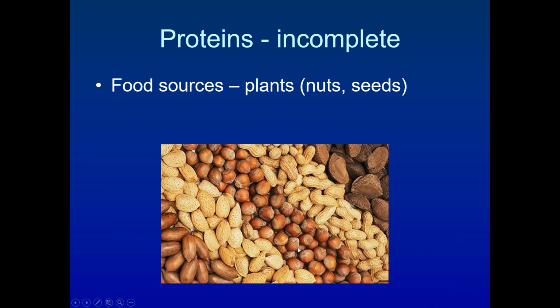Incomplete protein sources come from plants. This is not to say that plants are not good sources of proteins. It's to say that if you are a strict vegan that only eats plant material, you have to plan your diet well to make sure you get all 20 of the amino acids that you're supposed to get during the course of the day.